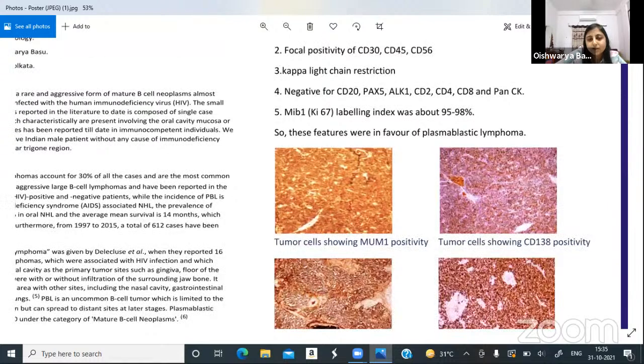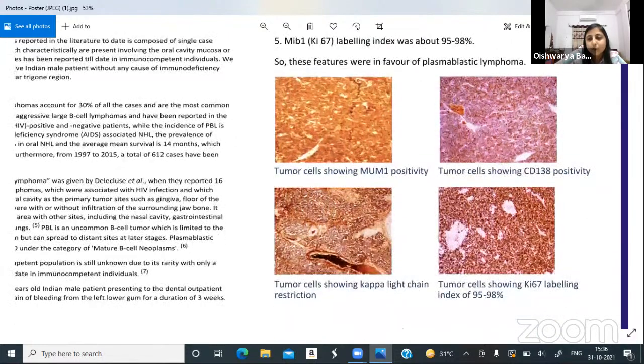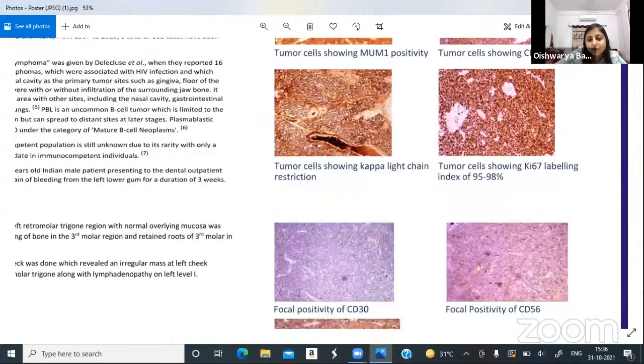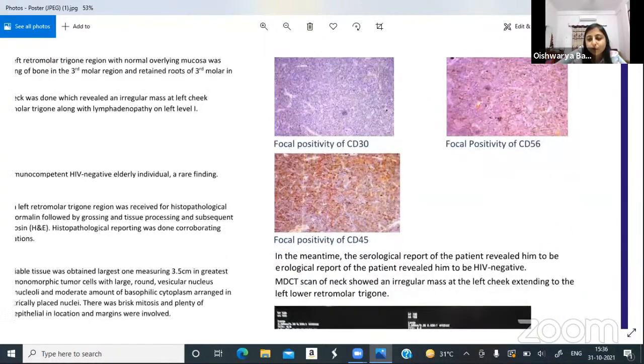The Ki67 index was very high, around 95 to 98%, and the cells were negative for CD20, PAX5, ALK1, CD2, CD4, CD8, and PANCK. The immunohistochemistry picture suggested it to be a plasmablastic lymphoma. In the meantime, we performed the serological reports of the patient, and the patient came out to be HIV negative.